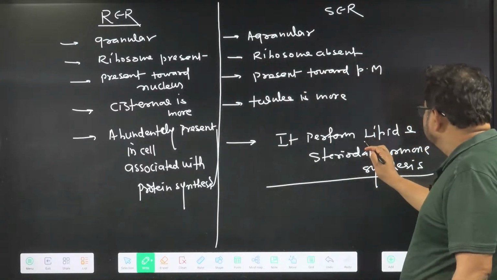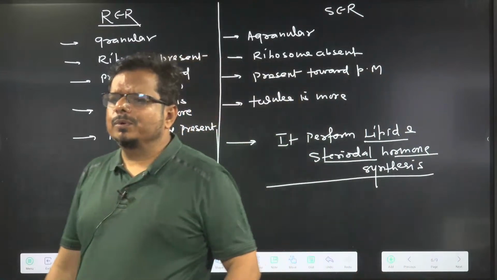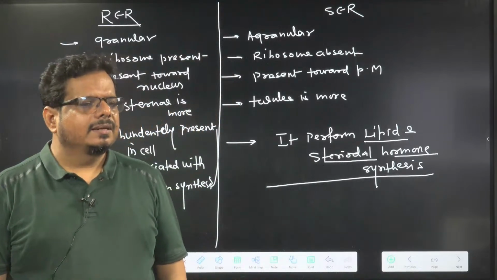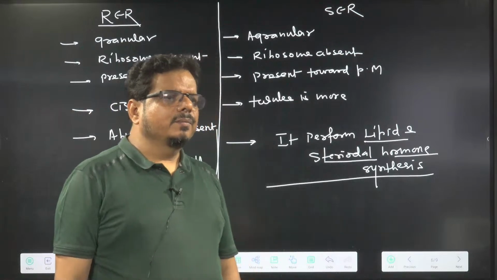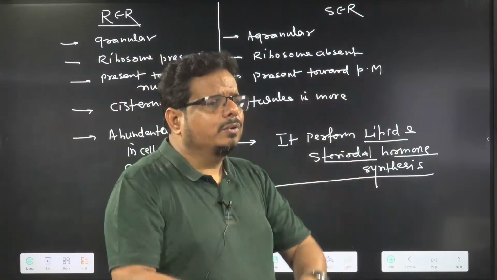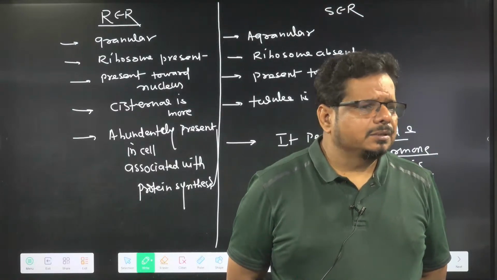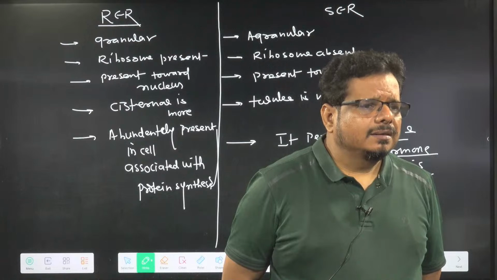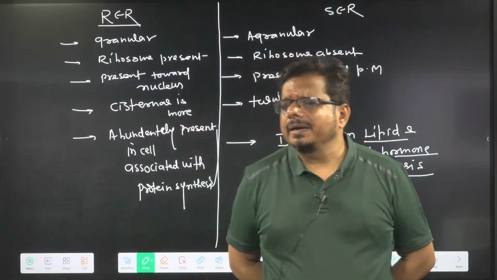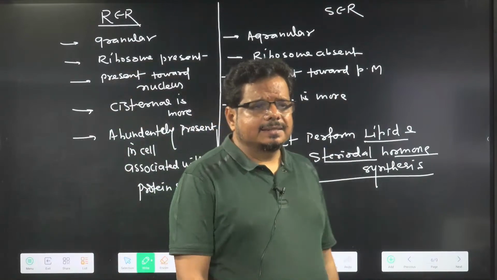But who does the lipid synthesis? SER does the lipid synthesis and steroidal hormone synthesis. RER does not do protein synthesis. Ribosome present on rough endoplasmic reticulum is doing the protein synthesis. Ribosome is doing the protein synthesis, not the ER. Because ribosome is present on ER, the site of protein synthesis is ribosome. Got the idea? Clear in the mind? So don't confuse here. The difference between RER and SER is over.